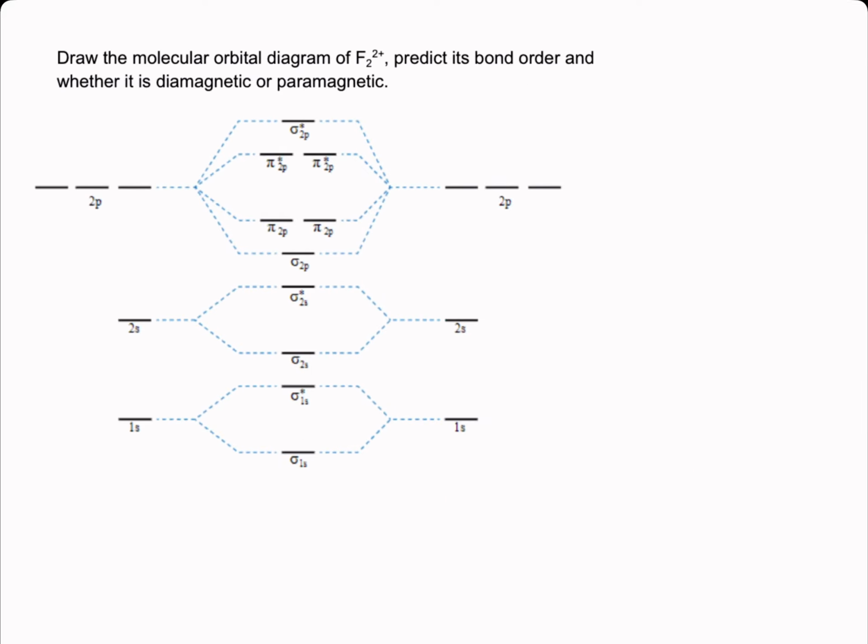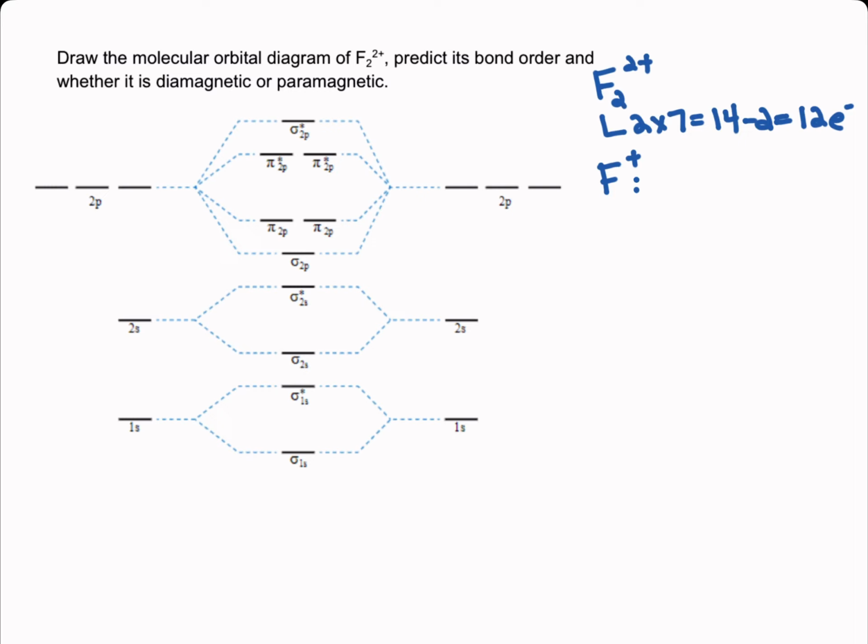Let's take a look at another example. Draw the molecular orbital diagram of F2 2+, predict its bond order and whether it's diamagnetic or paramagnetic. I always want to start with my valence electron count. There are 2 fluorines, and fluorine is in group 7. So 2 times 7 is 14, but that 2 plus suggests that it gives up 2 electrons. So I have a total of 12 valence electrons. I know that this molecule is made up of 2 F+ atoms.